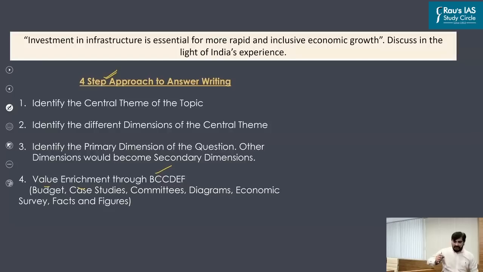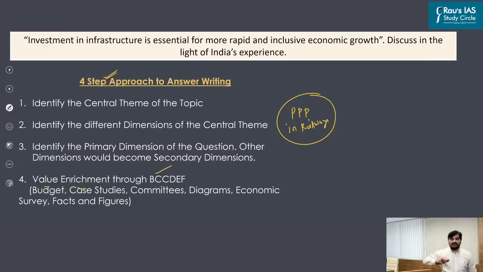Let's say the question here is, public-private partnership in Indian Railways is a step in the right direction. However, it faces multifaceted challenges. Discuss. I hope you got the question, right? So let's try to adopt this 4-step approach here. The central theme of this question is public-private partnership in railways. This is my central theme.